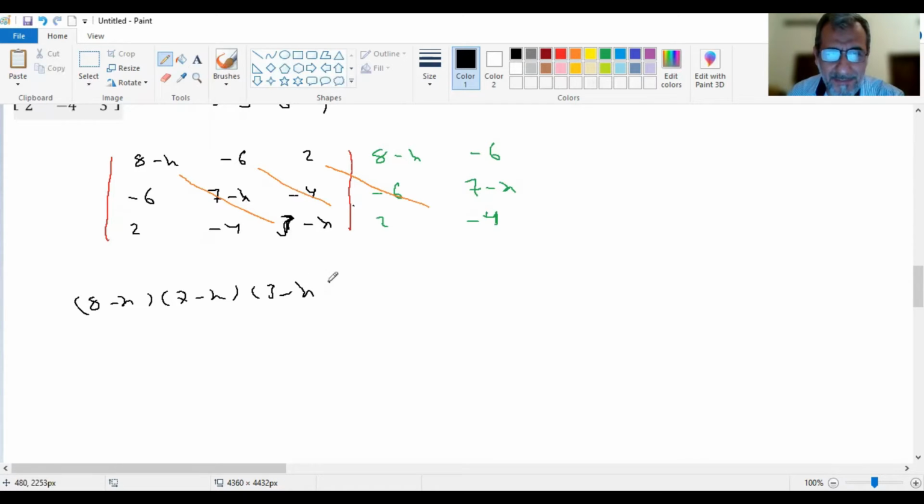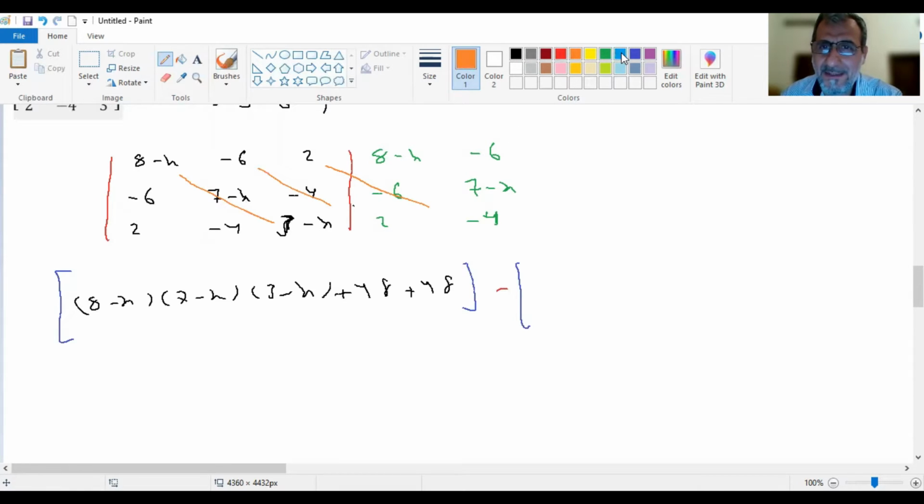3 minus lambda. Plus the multiplication of this one, 4 by 6, 24, 48. And plus what I have, 2 by negative 6 by negative 4, also 48, because this one is 12 and 40. Now minus, the multiplication also. Which one now? The multiplication of this one.